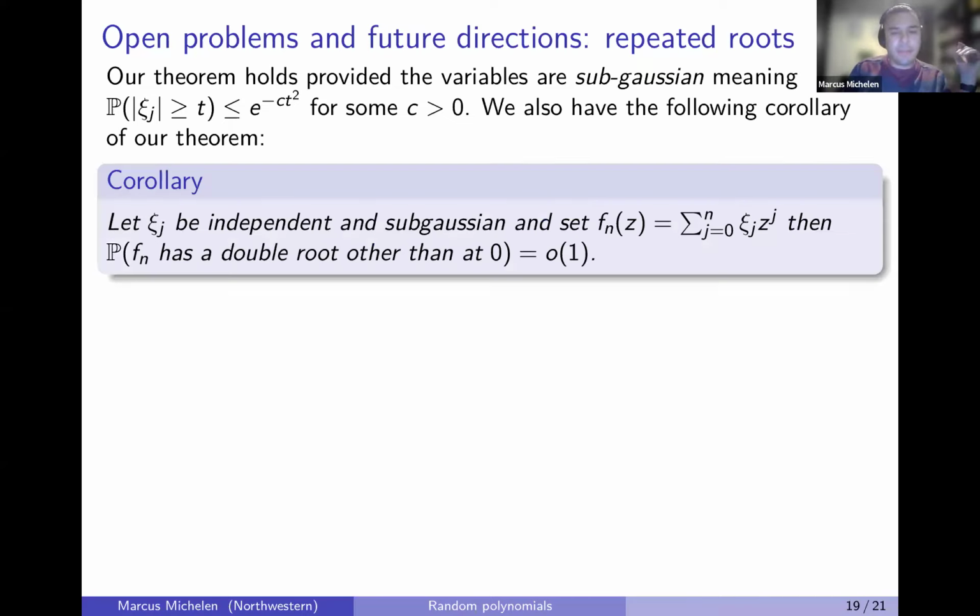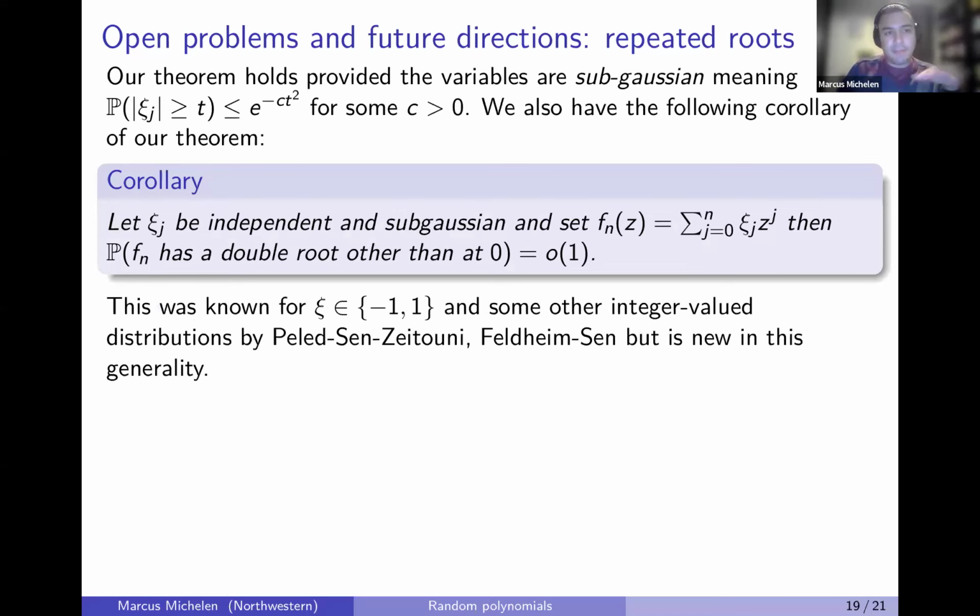A corollary of it is the probability it has a double root other than at 0 is little o of 1. And we'll see on the next slide that actually this is the theorem we wanted, for another result. And this was not written in the literature, except in the case of very nice integer coefficients here. So for plus minus 1, this was known by algebraic methods by Pellet, Sen, and Zeytouni, and also by Feldheim and Sen. And they proved something quite a bit more than this. They proved a lot of rich behavior here.